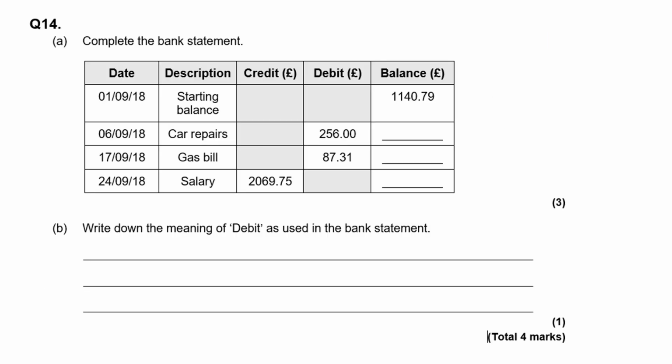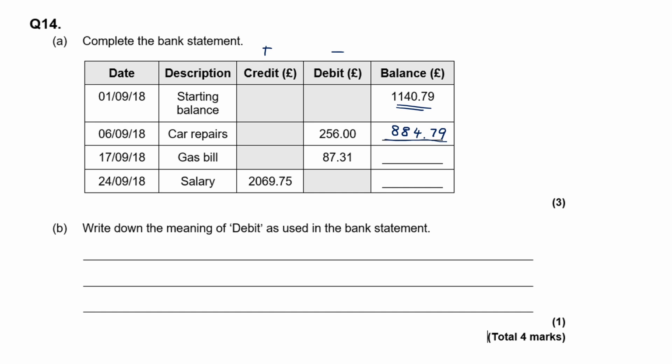Question 14, complete the bank statement. A couple of things we need to remember about these questions. When we are completing the bank statements, credit means add on, debit means take away. So if I start off with the balance of £1,140.79, in order for me to find out this section here, I need to take 256 away from that amount. So that's going to give me 884.79, and I use the calculator for this.